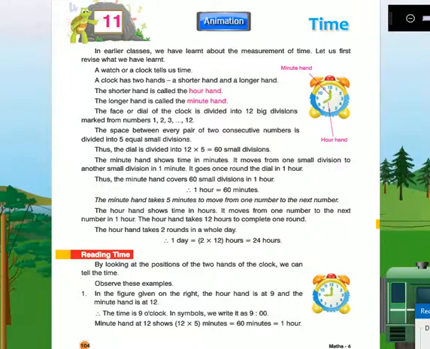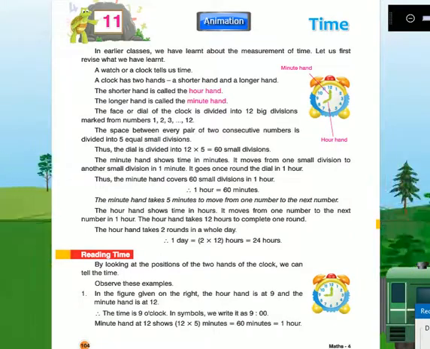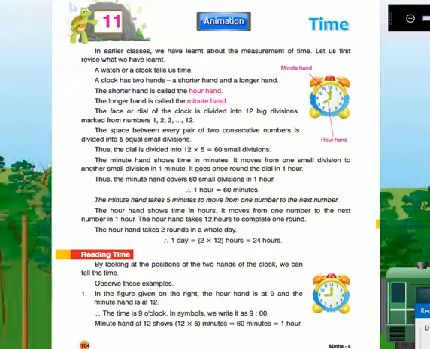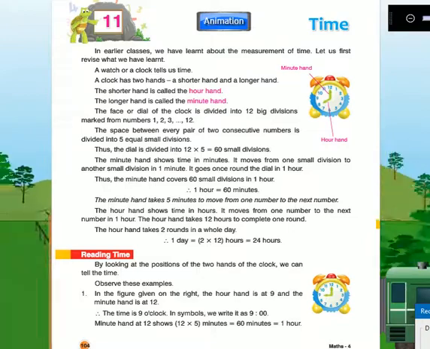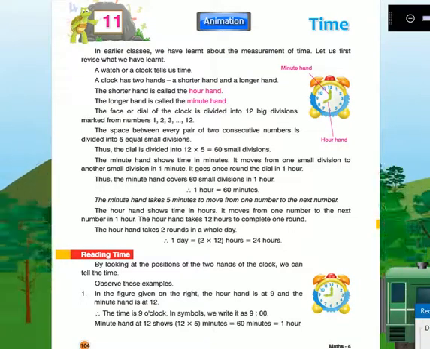It goes once round the dial in 1 hour. Thus, the minute hand covers 60 small divisions in 1 hour. Therefore, 1 hour is equal to 60 minutes. The minute hand takes 5 minutes to move from one number to the next number.